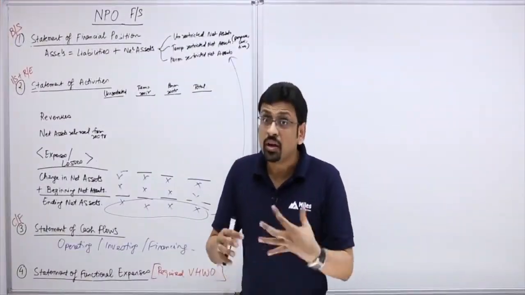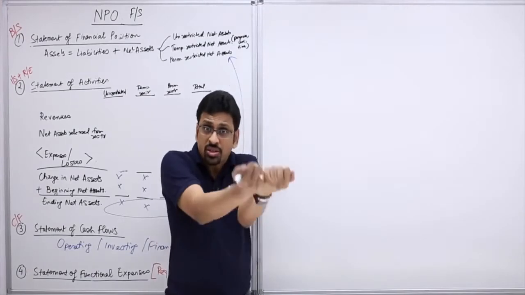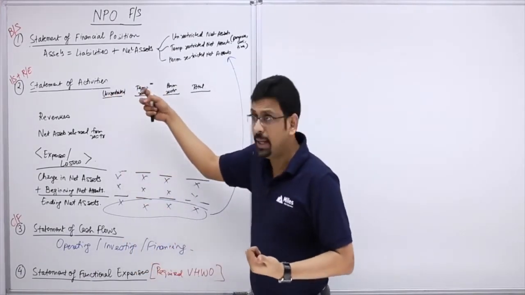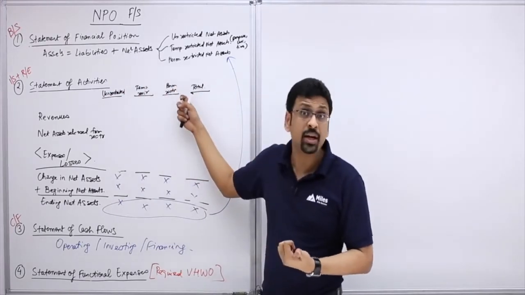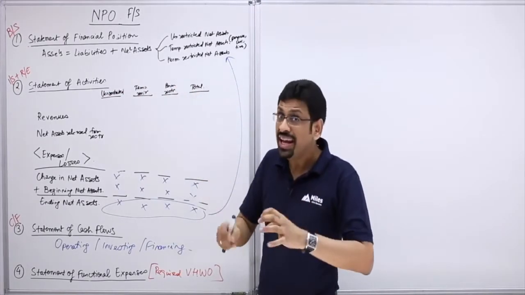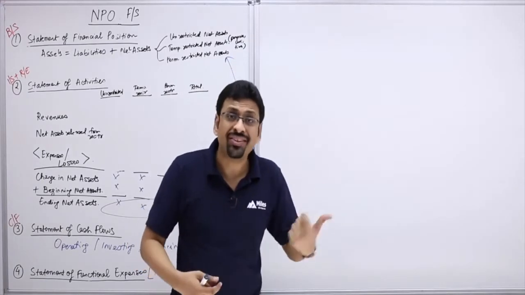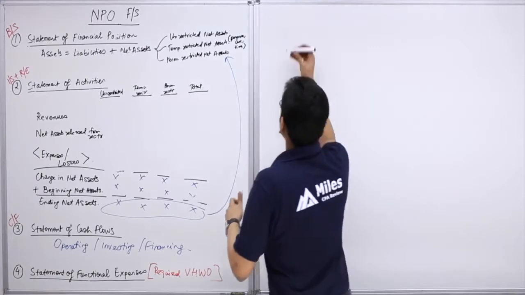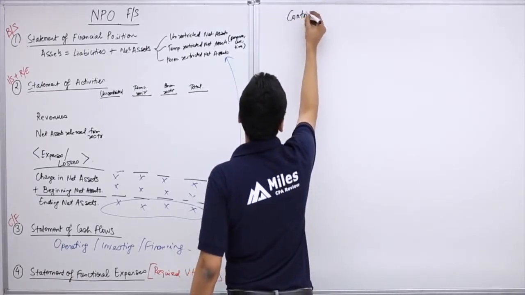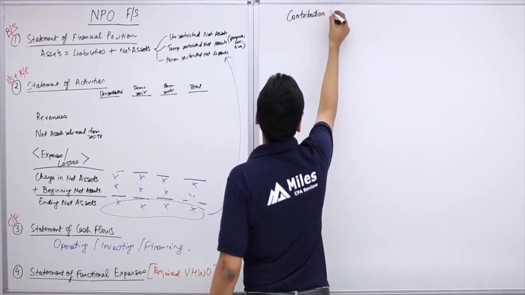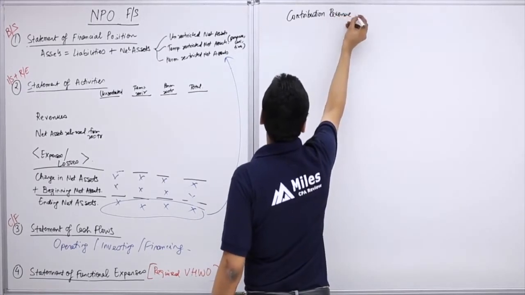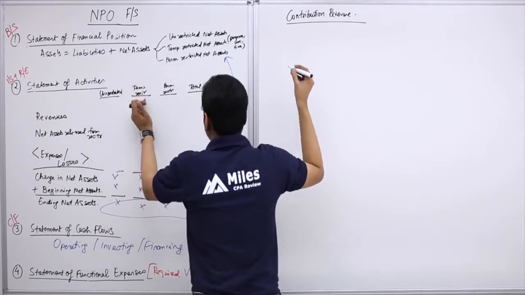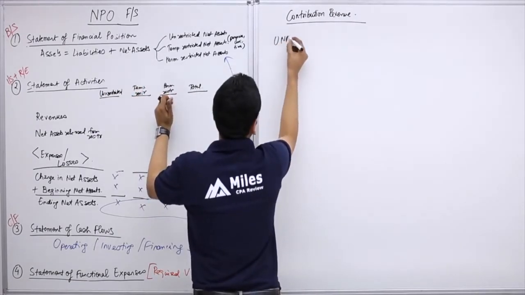Now we talked about contribution revenue, the donations that we get from the donors. They could be unrestricted or temporarily restricted or even permanently restricted. So let's look at it again, do the journal entries and understand the way it flows into the financial statements. So we're looking at contribution revenue, and we know this could be unrestricted or temporarily restricted or permanently restricted.